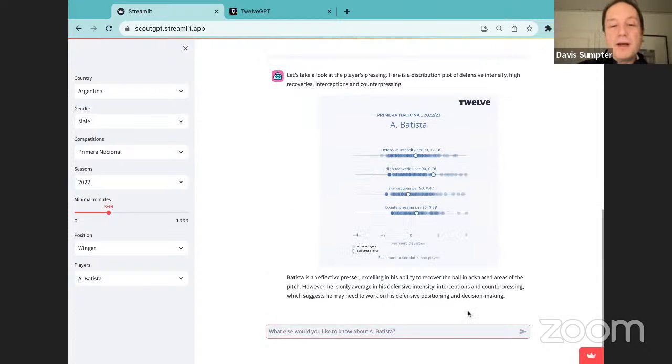So it's high recoveries per 90, which is the statistic that he ranks very well on. Yeah, maybe too hard, says Francesco.